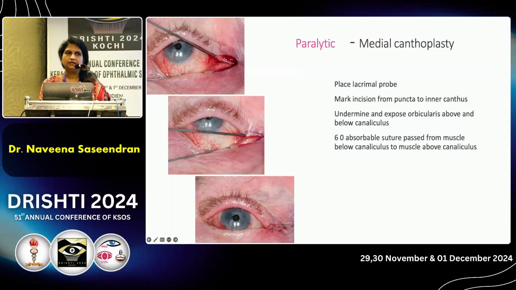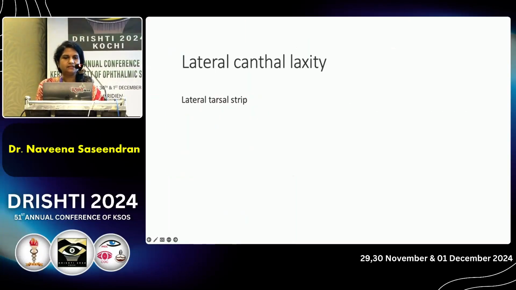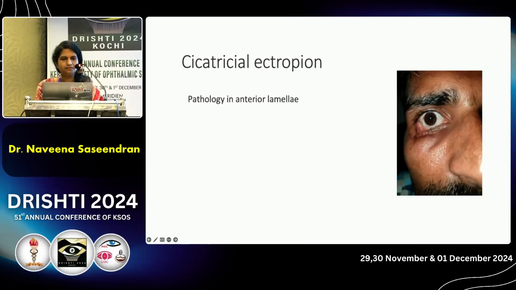Coming to paralytic ectropion, it can be managed by either temporary or permanent methods. Temporary includes taping of the lid and lubricants, and permanent includes lateral tarsorrhaphy. And another method is medial canthoplasty. Here, a raw area is created medial to the punctum in both upper and lower lid, and it is sutured directly, taking care of the canaliculus. Lateral canthal tendon laxity can be managed by lateral tarsal strip, as explained before.